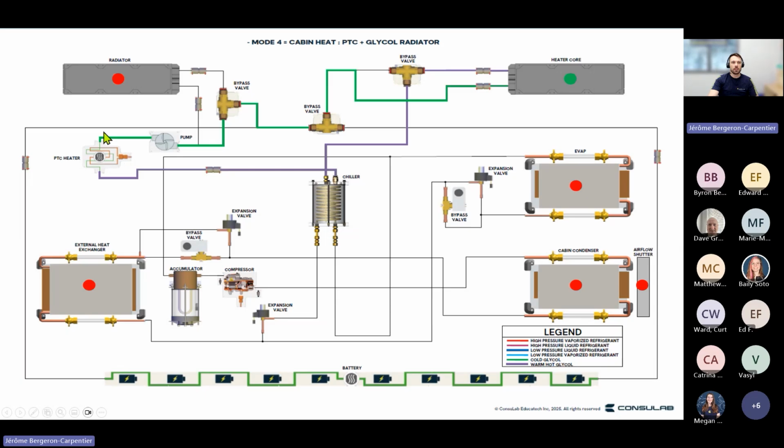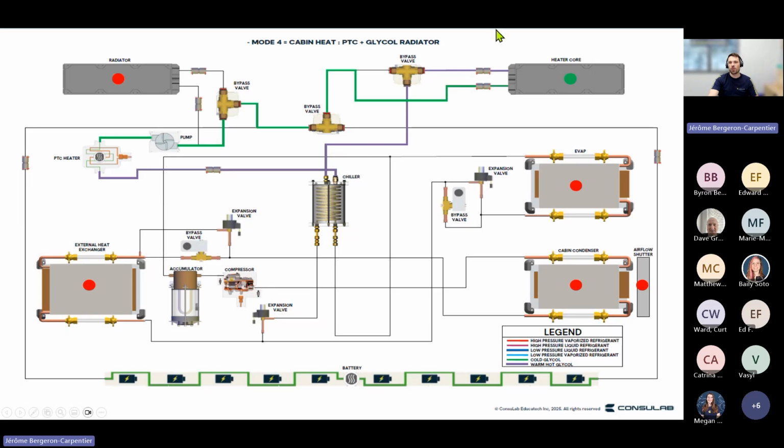So having a pump pushing coolant through the PTC heater, which is now on, we're going to warm up the coolant. We're going to go inside the chiller, but the chiller is not turned on, so the coolant won't get cooled. So we're going to go out of the chiller, still warm.